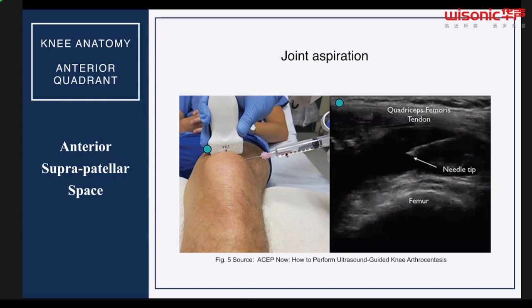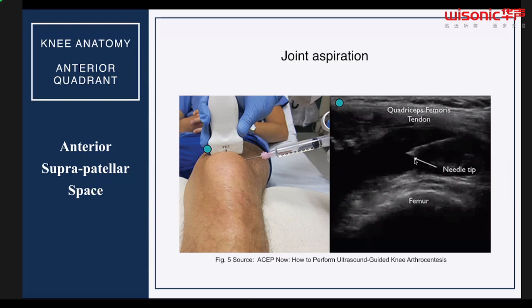And so we usually do a lateral approach. There are a couple of different ways you can actually do the aspiration, but this is just the lateral approach, which is probably what we do most frequently. And you can see under ultrasound guidance, you can see the needle tip going in. You can see it going into that fluid right there.